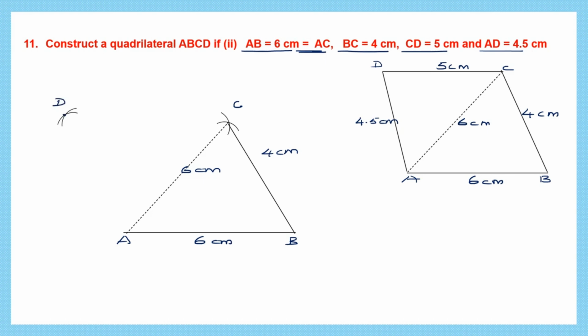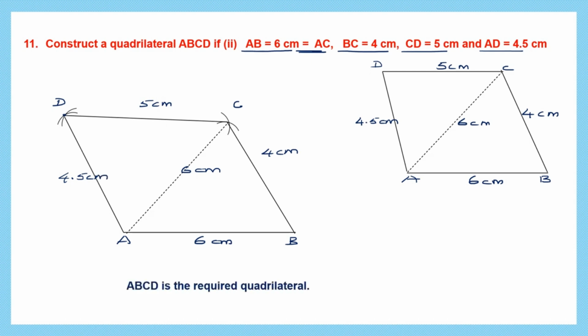Now from D you can join A and from D you can also join C. So let's do that. So we have a line joining A, AD, and another line, that is CD. So now we have got our quadrilateral. Let's write all the measurements. Here CD is 5 centimeters and AD is 4.5 centimeters. So we have got our quadrilateral, and ABCD is the required quadrilateral.